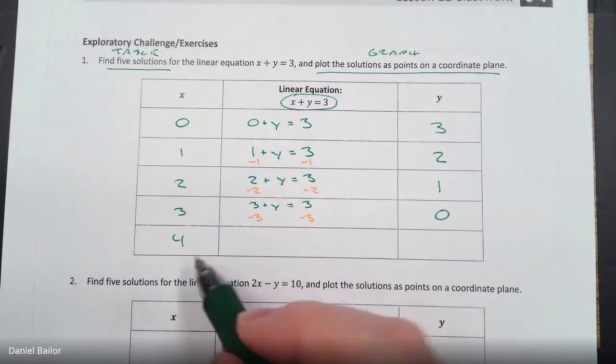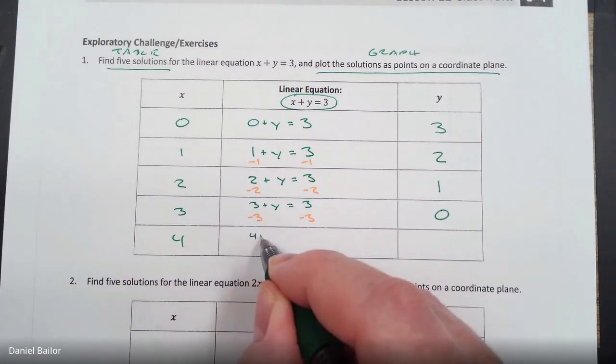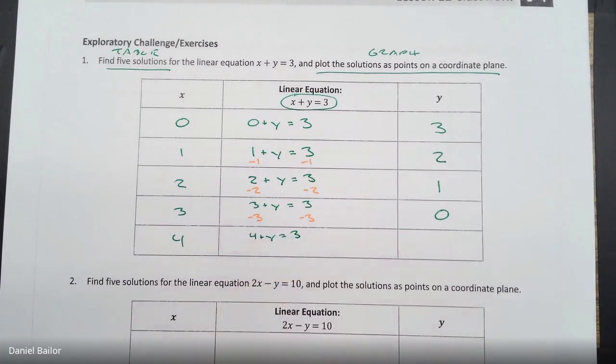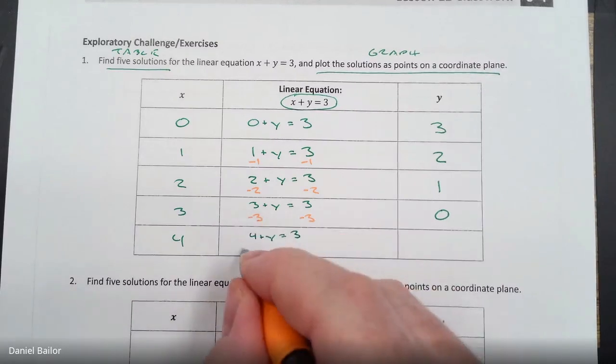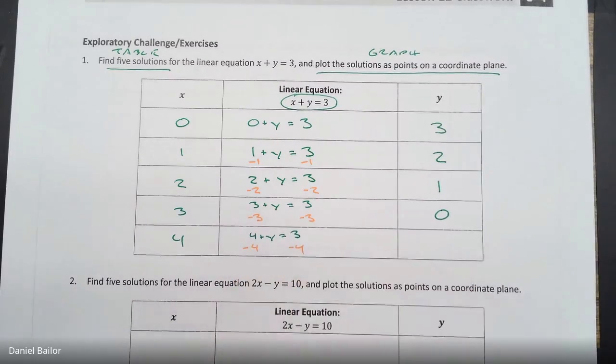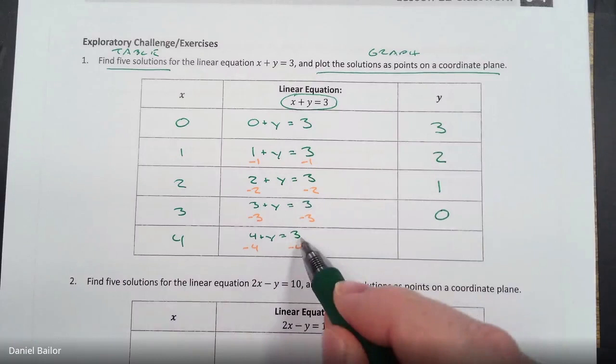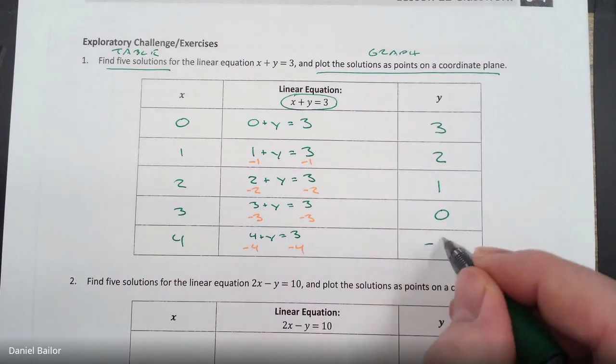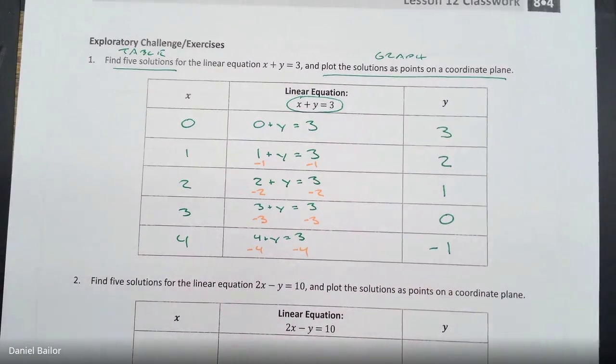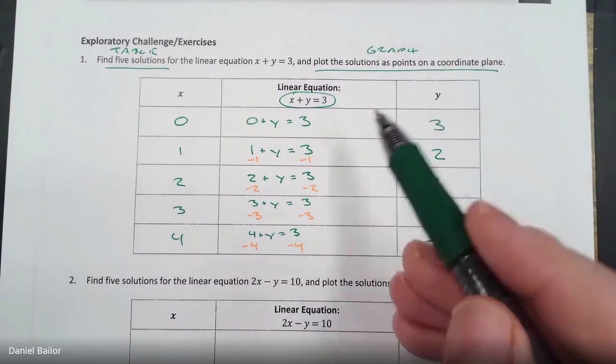Finally, the last one, we got 4 plus y equals 3. We need to do subtraction property of equality, take 4 away from both sides. Well, on this side, 3 minus 4 is negative 1. So there we go.